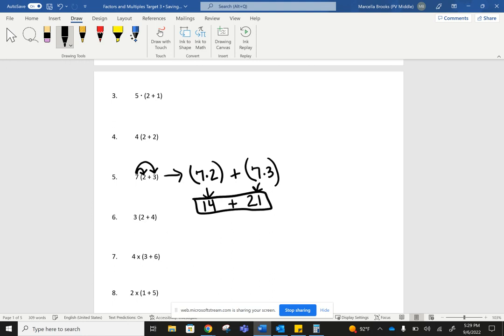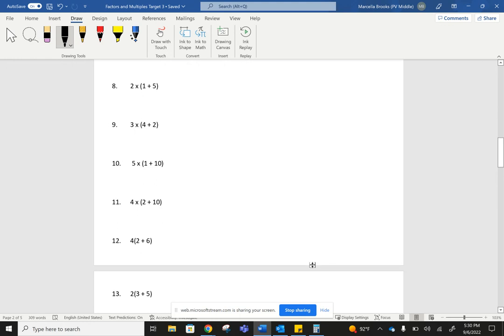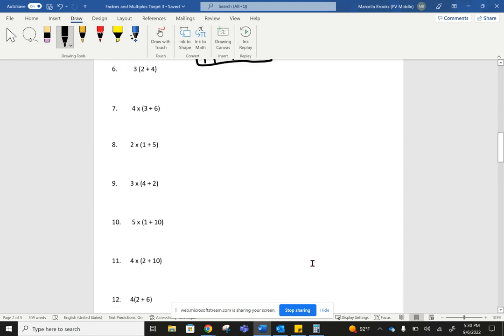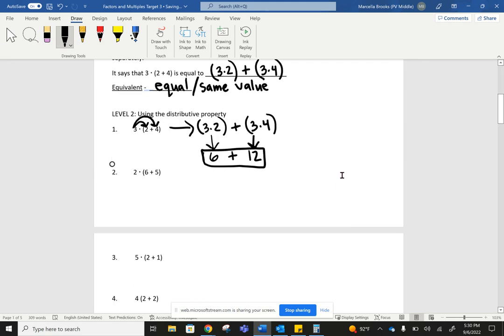I do not want you to write whatever the answer to 14 plus 21 is. I'm not even going to say it because I don't want you to write it. The rest of these look pretty similar. You're distributing the number on the outside to the numbers on the inside. That's all you're doing. So this is equivalent to that: 7 times the quantity 2 plus 3 is equivalent to 14 plus 21. Same thing here: 3 times the quantity 2 plus 4 is equivalent to 6 plus 12.